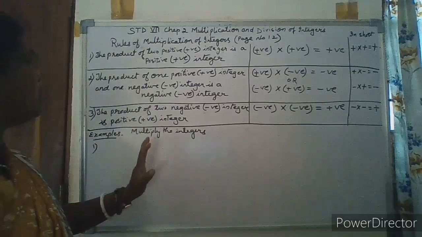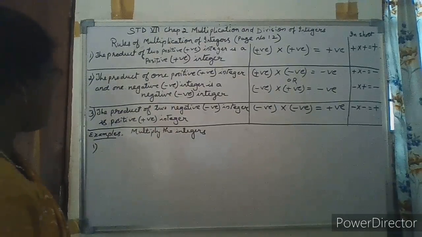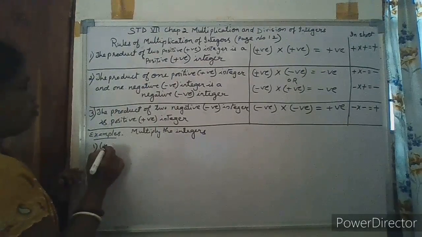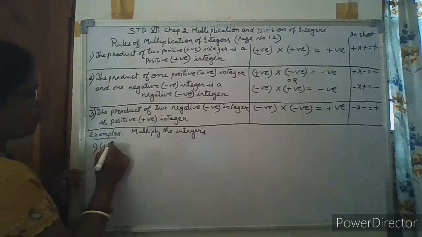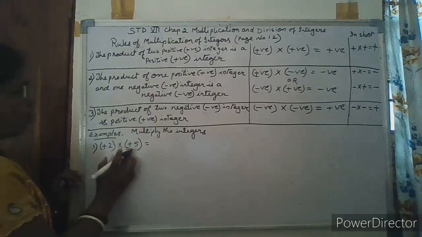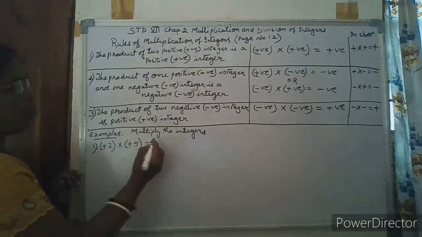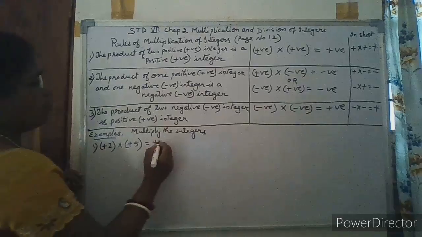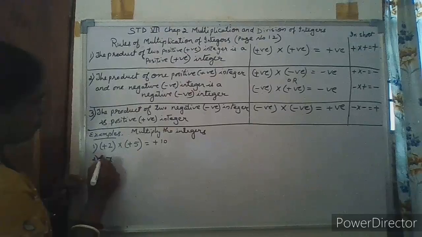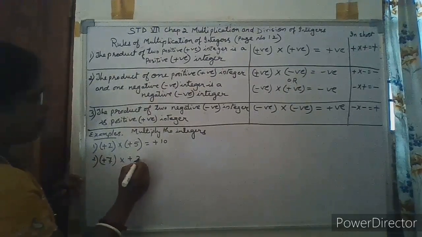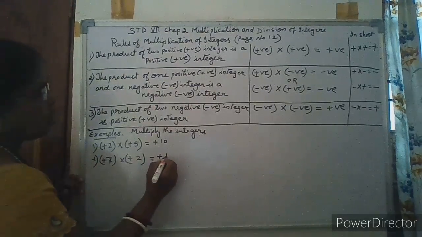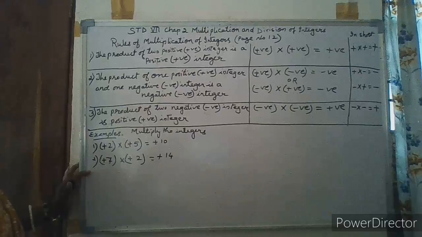Now we'll go through some examples of multiplying integers. According to the first rule, two positive integers: suppose plus 2 into plus 5 is equal to. Plus into plus is equal to plus. 2 5s are 10. Second example, plus 7 into plus 2. Plus into plus is plus. 7 2s are 14. The answer is plus 14.